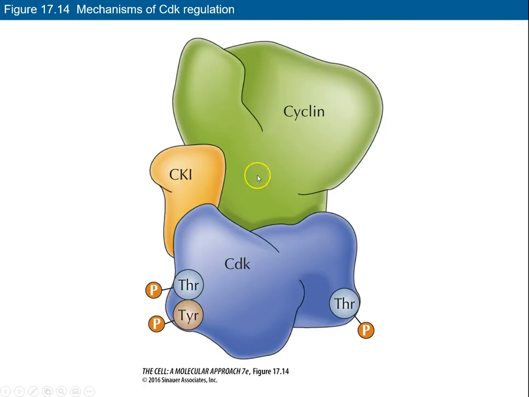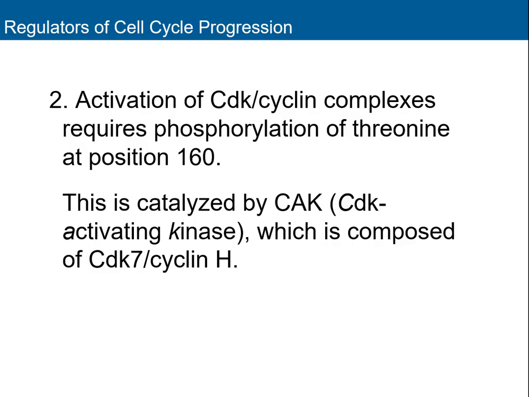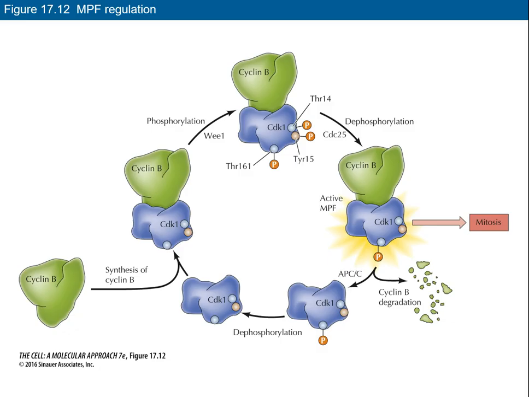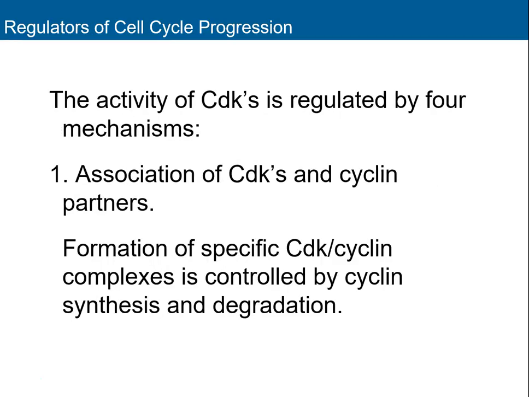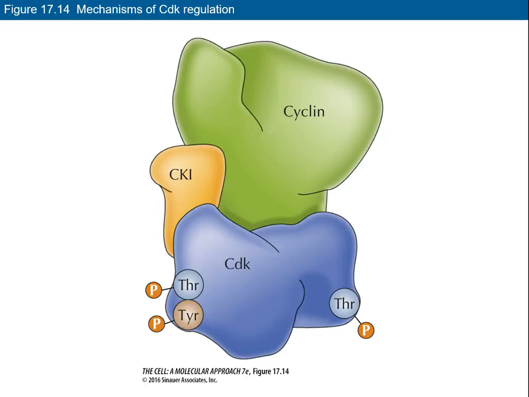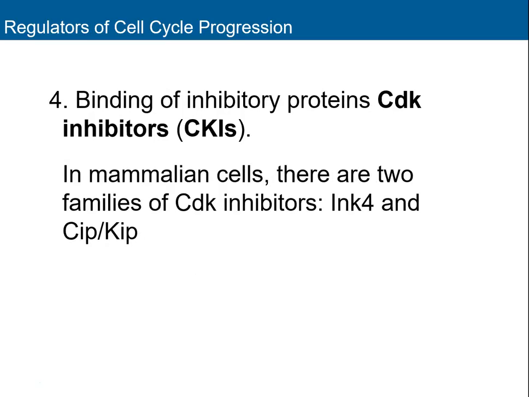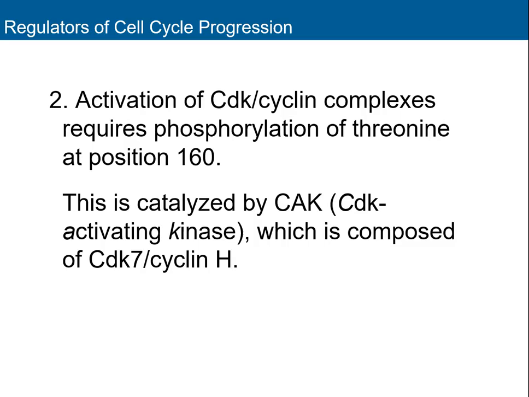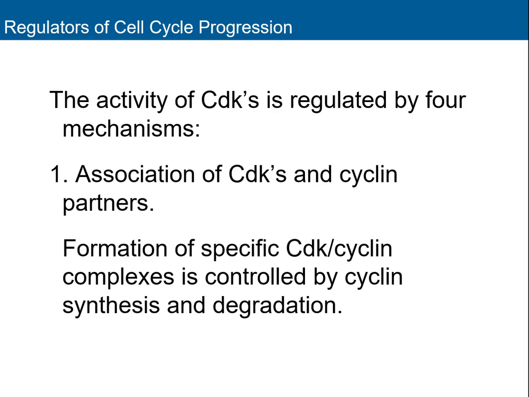So again, this is showing you CDK and its association with cyclin. There's also something else in there that we're going to talk about in a second, okay? It says activation of CDK cyclin complexes requires phosphorylation at threonine at position 160. If we go back, I guess it's kind of showing you it here. Anyway, if you go back to that one figure that I showed you, I pulled out some of these figures because I didn't want it to get confusing and have too many different figures.